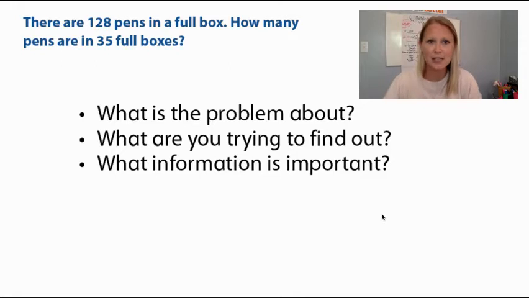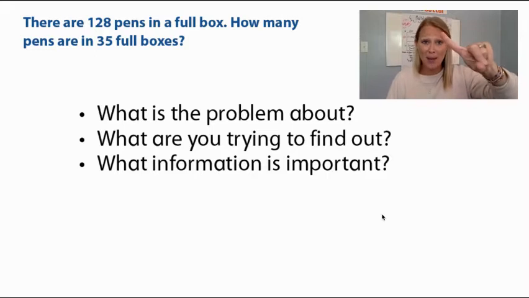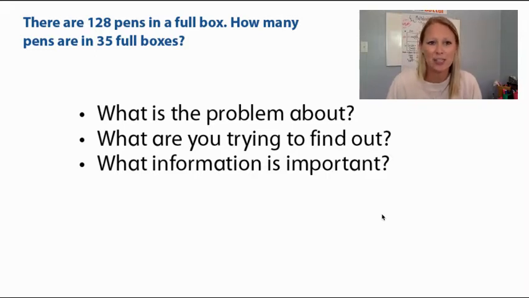All right, let's make sense of the problem. First read. There are 128 pens in a full box. How many pens are in 35 full boxes? First question is, what is the problem about? The problem's about there's a box of pens. One box has 128. And we want to know how many there are in 35.